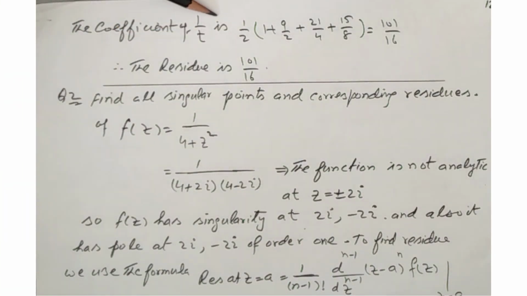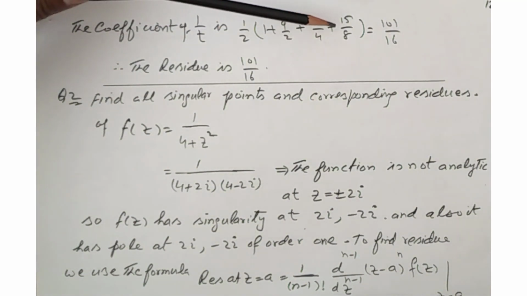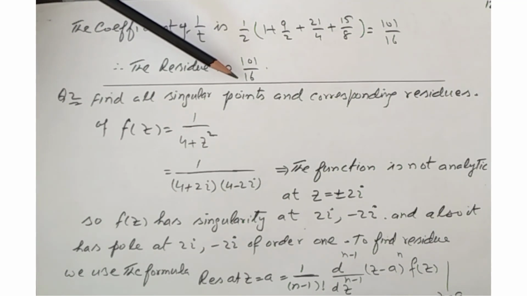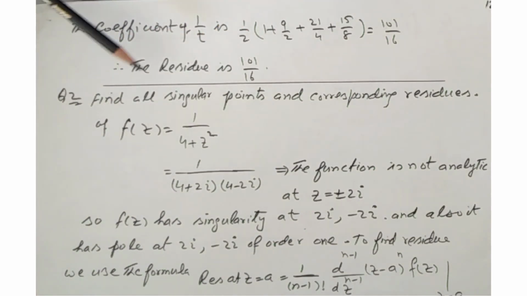The coefficient of 1 by t is 1 by 2, 1 plus 9 by 2 plus 21 by 4 plus 15 by 8, this becomes 101 over 16. So the coefficient of 1 by t, the residue, is 101 over 16. This is the value of the residue, because this is the coefficient of 1 by t. This is a negative power, as we discussed in the Laurent series. The coefficient of the negative power is the residue of the function. So the coefficient of 1 by t is 101 over 16. This is the residue of the function.